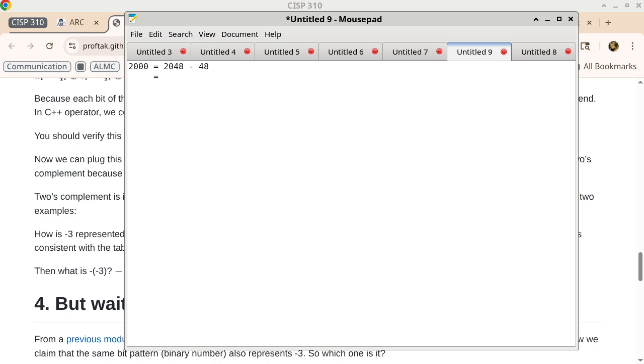So now the question is, what do you think is the power of 2 that results in 2048? Nope. What is the quickest way to do this?